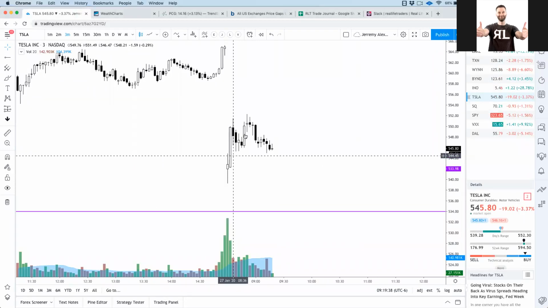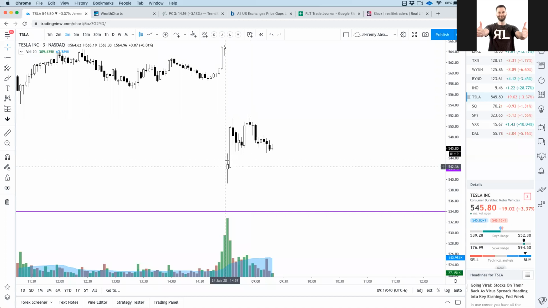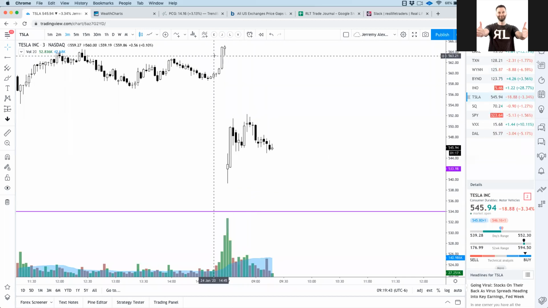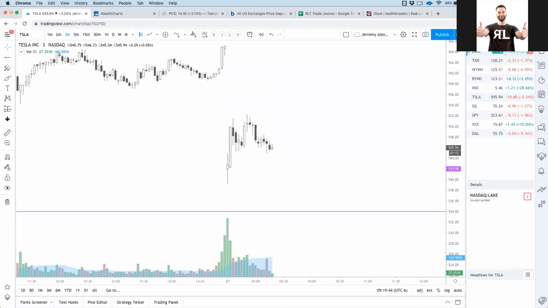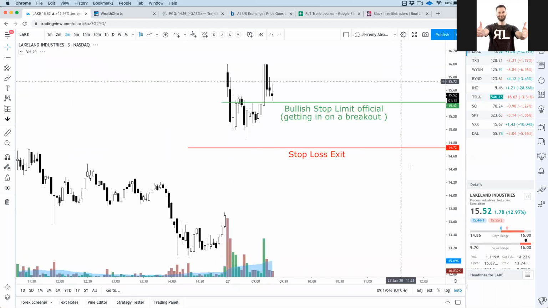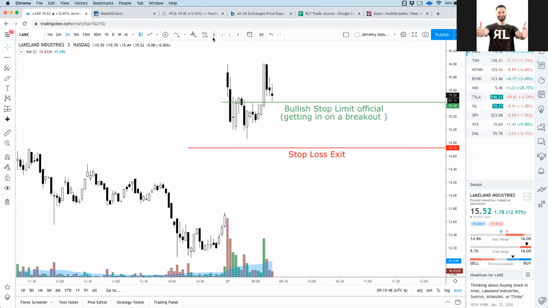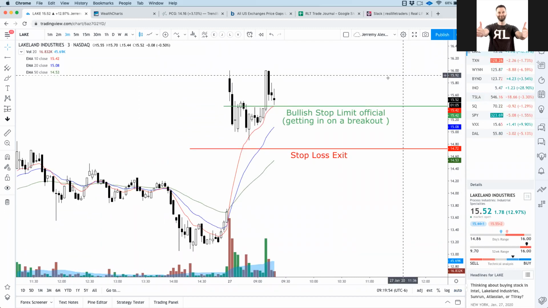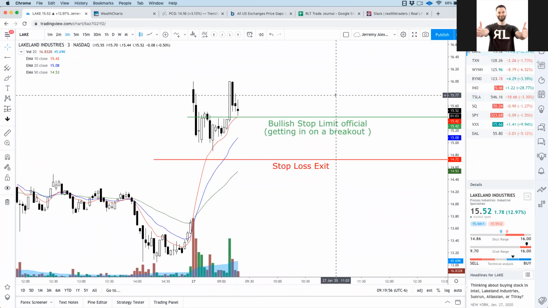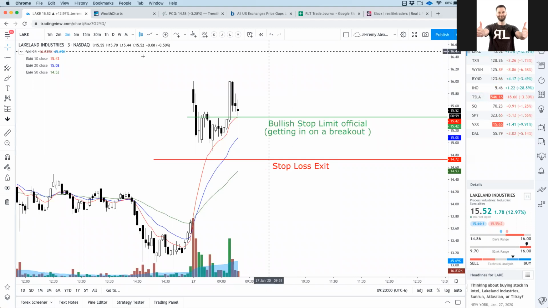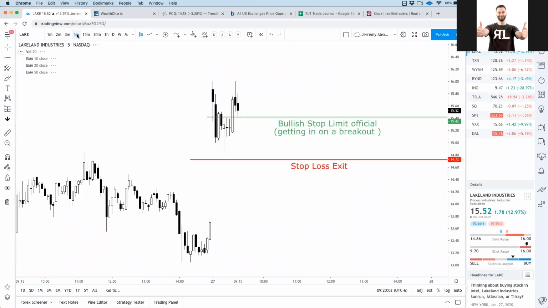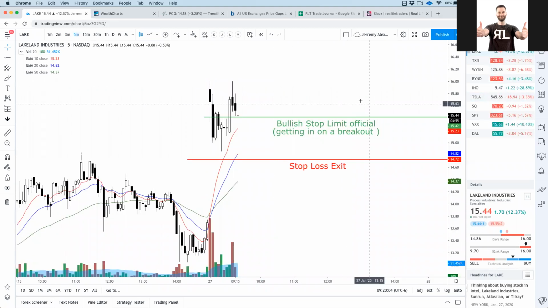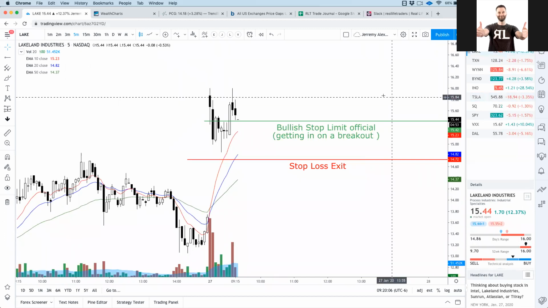So again, it wasn't a huge win, but he was able to play it bullish and capture a little bit of a gain, which is a fantastic thing. All right, so Lakeland Industries is trying to pull back to 15.42. The low of this move is actually 15.44, so that is a 2-penny difference from 15.42. It should fill any second now.